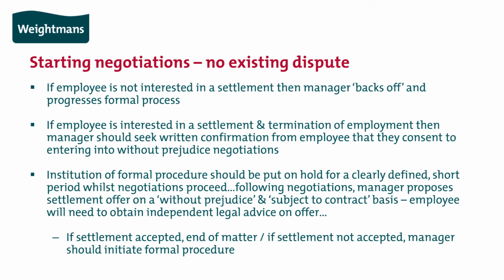If the employee is not interested in a settlement, then the manager should back off and progress the formal process. If the employee is interested in a settlement and termination of employment, then the management should again seek written confirmation from the employee that they consent to entering into negotiations. The formal procedure should be put on hold again for a clearly defined short period whilst negotiations proceed. If following negotiations the settlement offer is accepted, then that will be the end of the matter. If it is not accepted, then the manager should initiate the formal procedure.